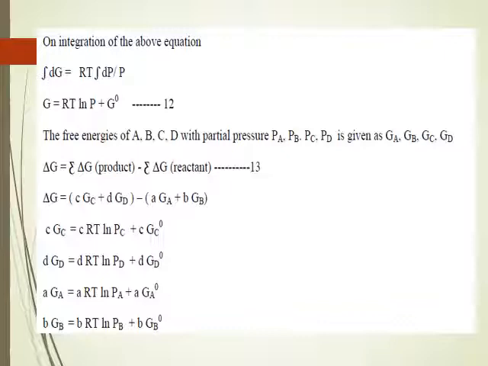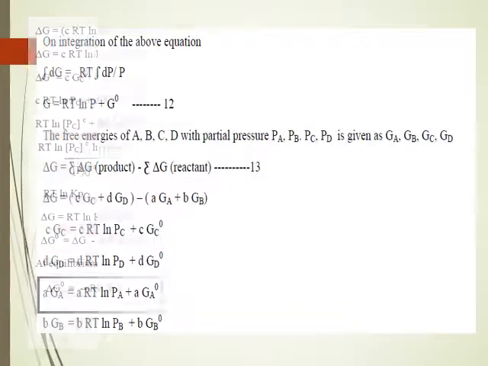And now from the previous equation we know that G is equal to RT ln P plus G naught. So here we write C into GC is equal to C RT ln PC plus C into GC naught. In the same way we write for the D, A and B molecules.